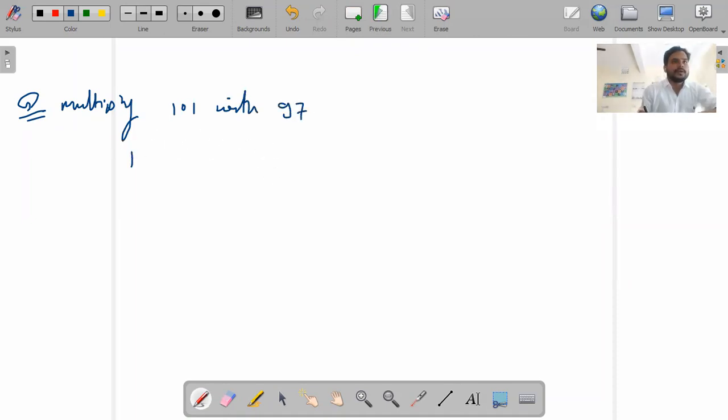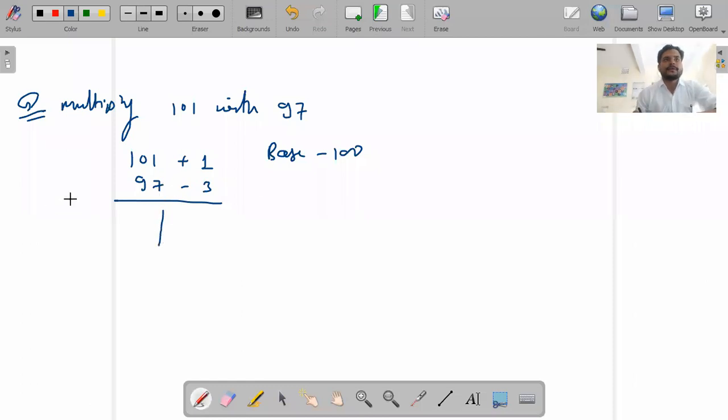See here, 101 and 97. I have to do multiplication. What will be the base here? The base will be 100, because both the numbers are near 100, right? So here plus 1 and here minus 3, right? 100 minus 97, that is 3.